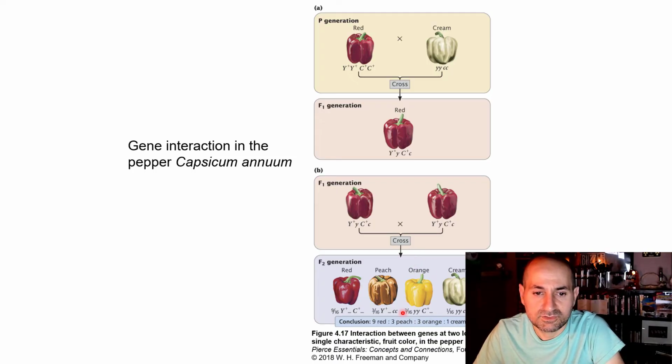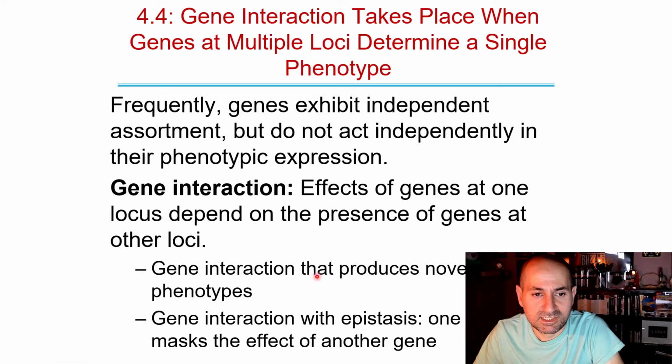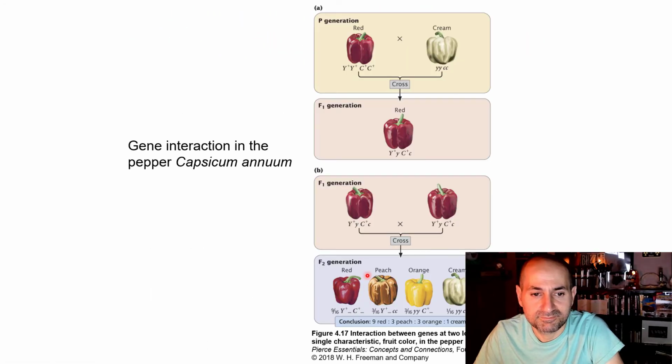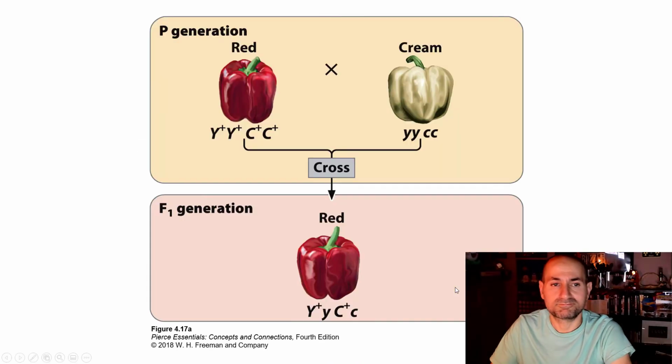Does that make sense? So this shows you that allele Y gives you a peach color pepper, allele C gives you an orange color pepper, and the combination of the two gives you a new phenotype. This is a gene interaction to give you a novel phenotype, and that's exactly the definition of gene interaction. It produces a novel phenotype, a new phenotype, which is red. And the lack of either of those pigment producing enzymes is cream color.